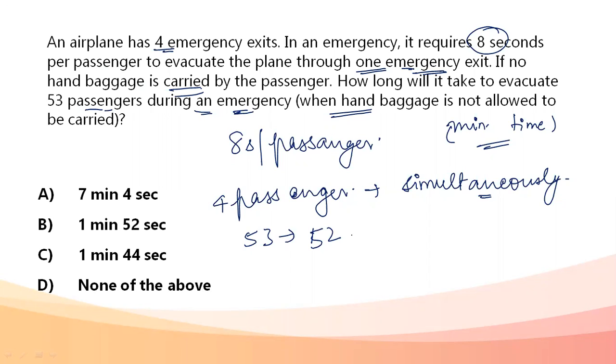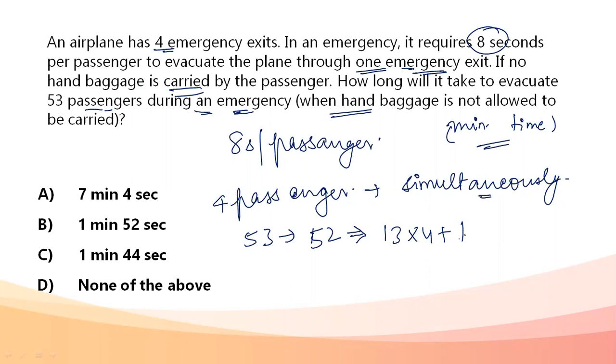The multiple of 4 that is closest to 53 is 52. I can write 52 as 13 into 4 plus 1. This is how you can write it: 13 times 4, plus 1.